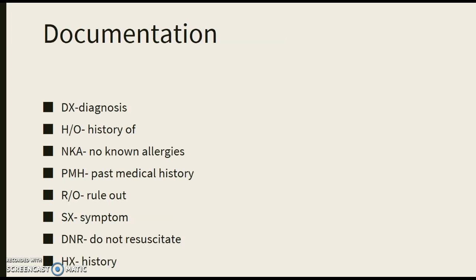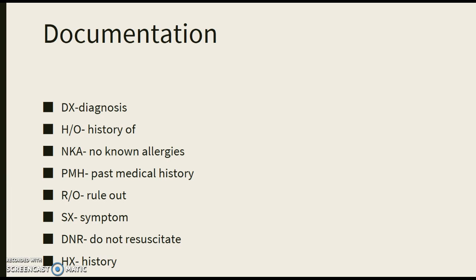Documentation. DX is diagnosis, so that's the disease or the problem the patient has. HO is history of, so the patient has a history of diabetes mellitus. The patient has a history of cardiac failure. NKA is no known allergies. PMH is past medical history, so that's the medical problems the patient has had before they come to your care.